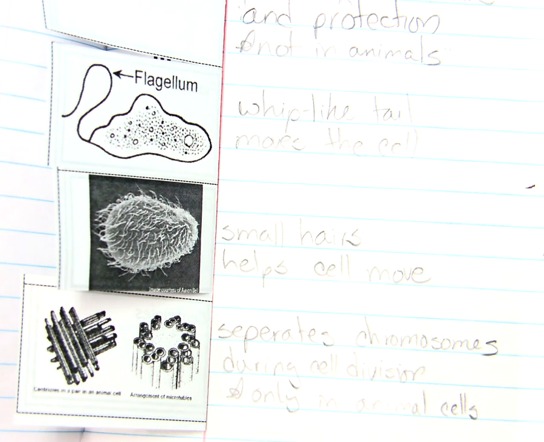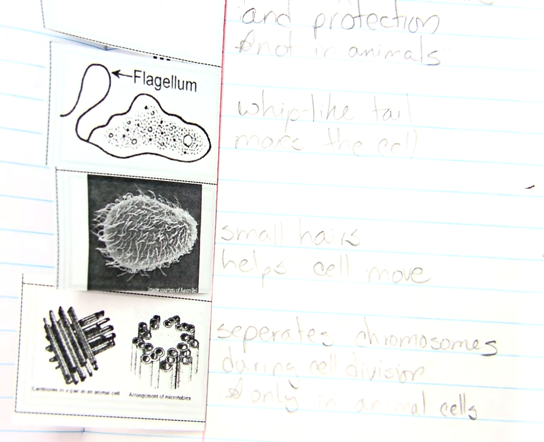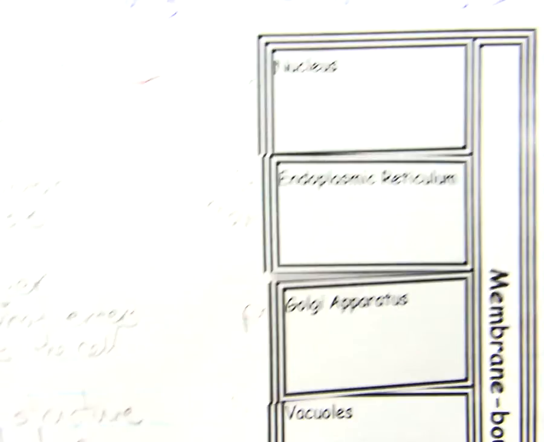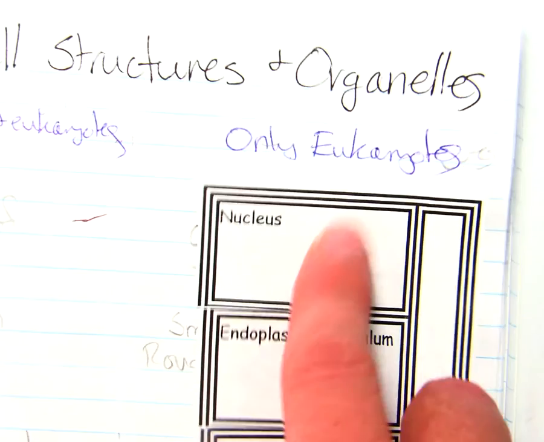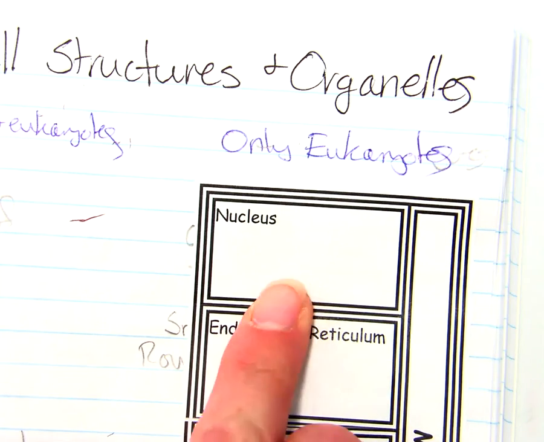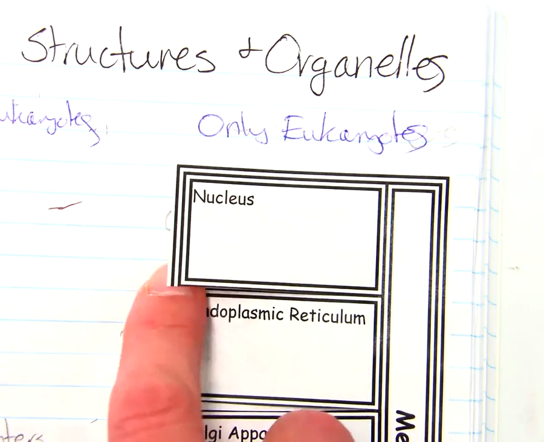Everybody have this? All right, so now we're going to go over to the organelles. These membrane-bound organelles are found only in eukaryotes. The most important one is listed first, the nucleus.